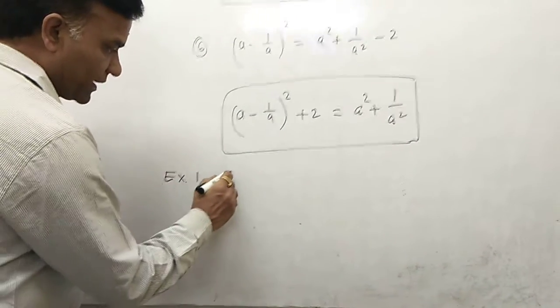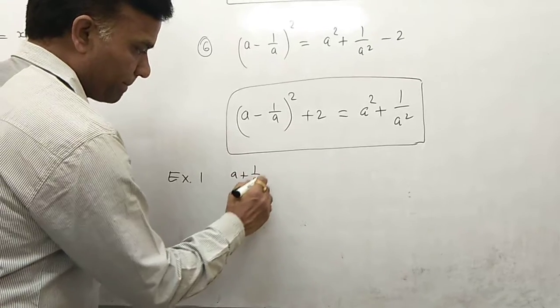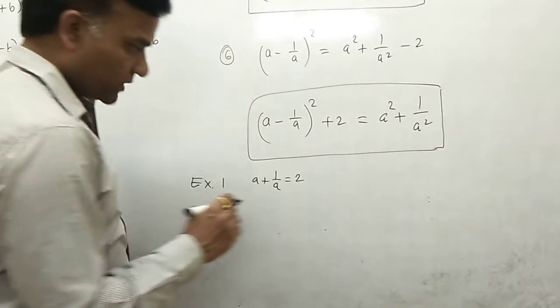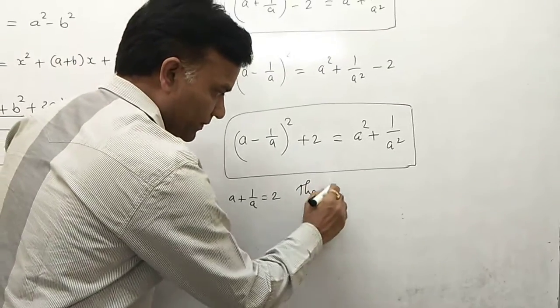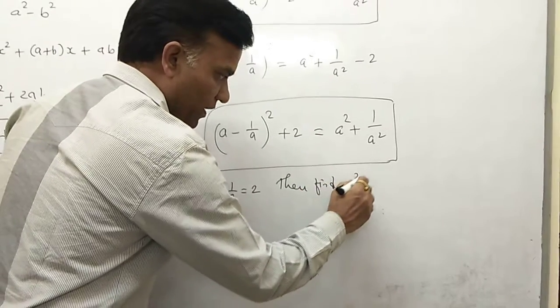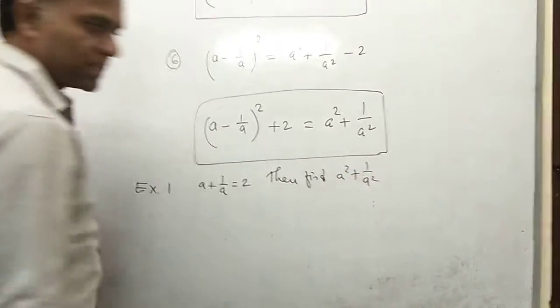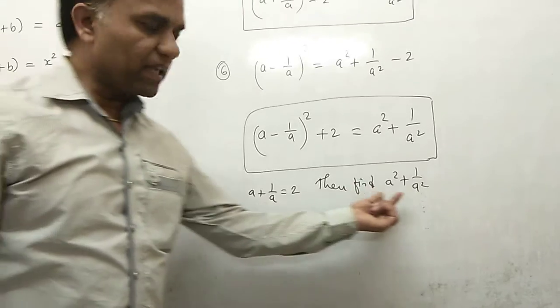Suppose you have a plus 1 by a equal to 2. Then find a square plus 1 by a square. Okay, so the concept is very easy. This value is given, and this value you find out.